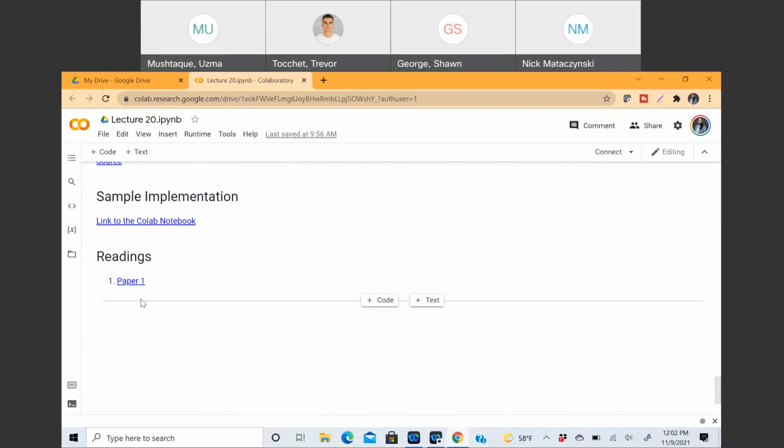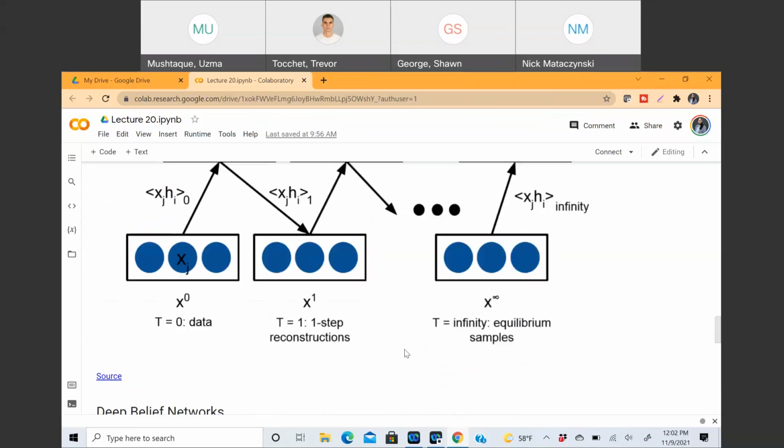But I feel the key takeaway from today's lecture should be what Boltzmann machines are, what type of problems they should be applied to, and how they work. What's the basic intuition, what's the architecture, and how does the training happen? And of course, as I said, you have a link to the Colab notebook, which you can always refer to.